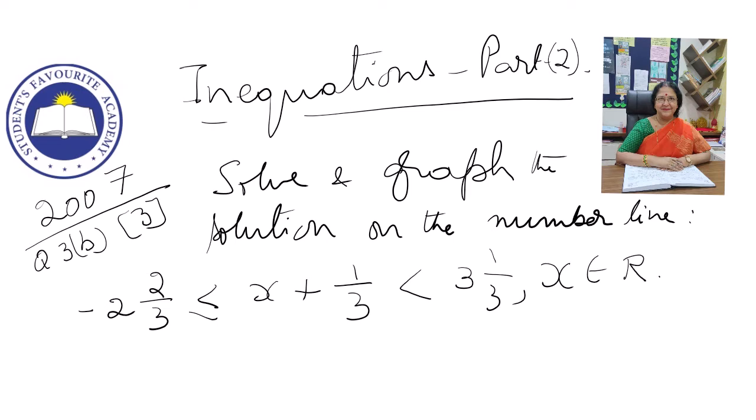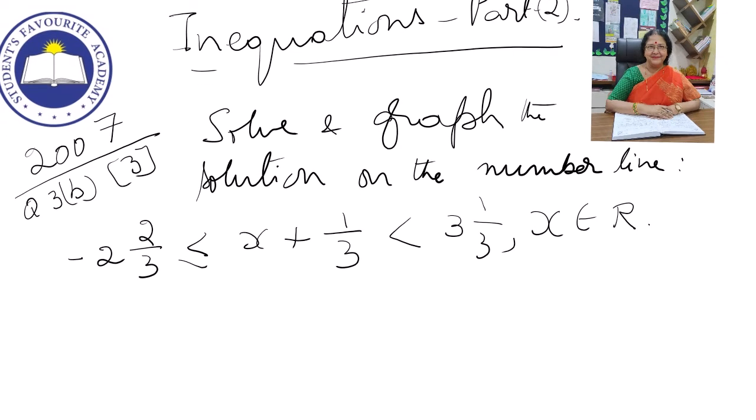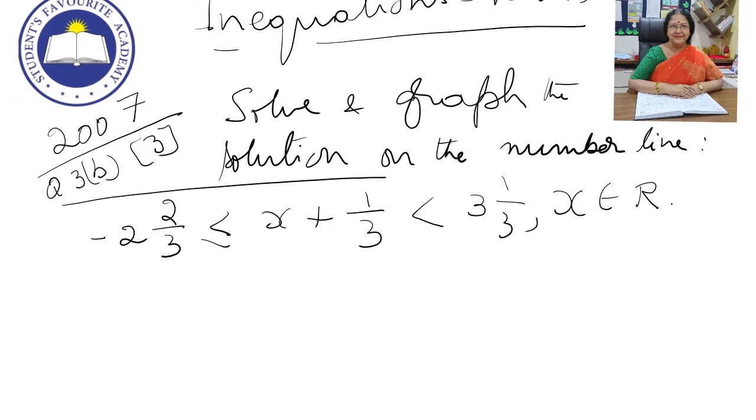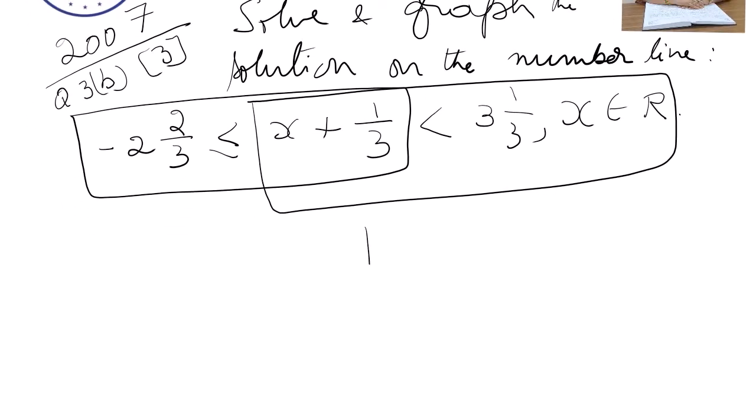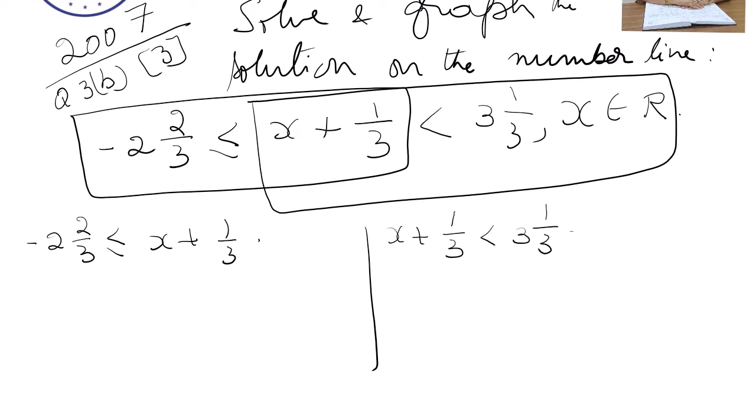Okay, so this also has two inequalities, so we will have to take it in two parts. So first part will be this one, second part will be this one. Okay, so you draw a line like this and write down minus 2 upon 3 less than or equal to x plus 1 upon 3, and this side x plus 1 upon 3 is less than 1 upon 3.